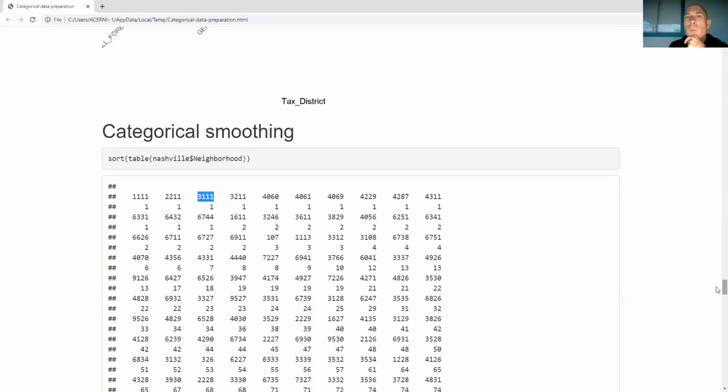Is that going to be a reliable number? No. So here's what I choose to do. I'm going to take the average for the neighborhood. I'm going to take the average of the entire data set. I'm going to take a weighted average.